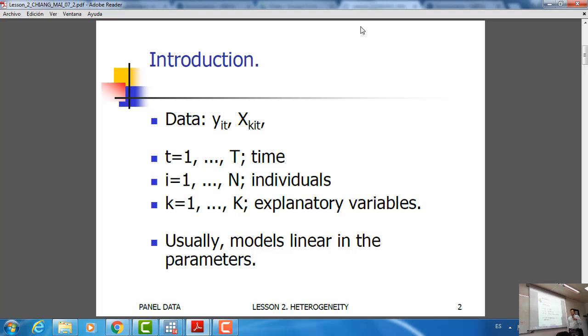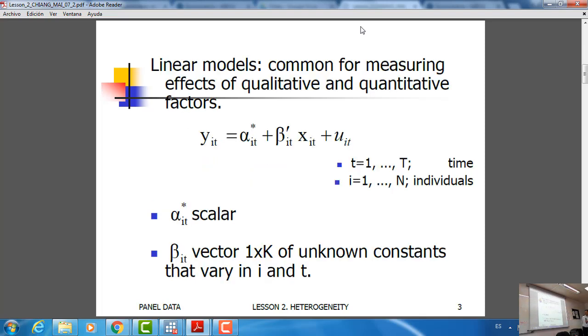Okay? Now we are going to use, just to start with, models that are linear in the parameters. If we start with models that are linear in the parameters, then we are going to see models like this. This is a linear model in the parameters: y_it = alpha_it + beta'_it x_it + u_it. It's important to remember which letter is which.